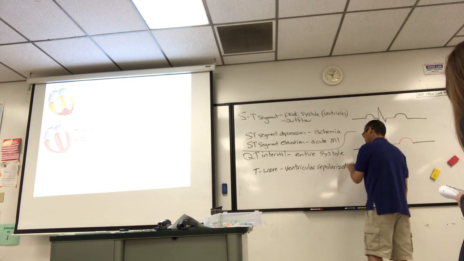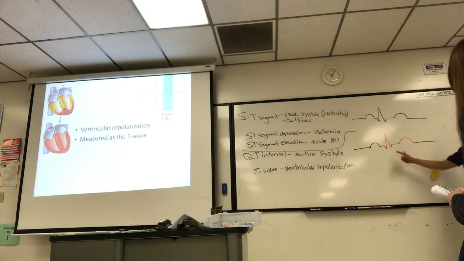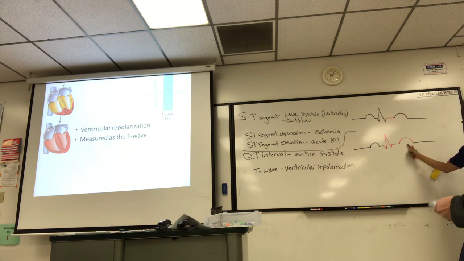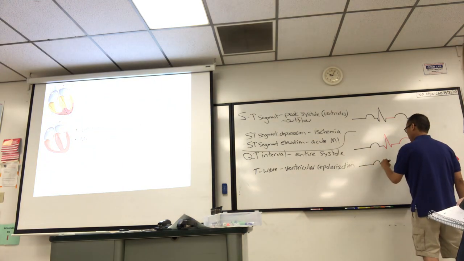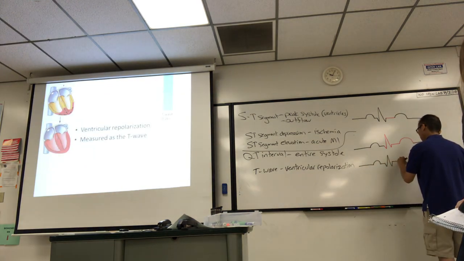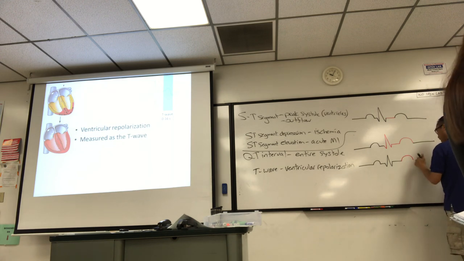Some students usually ask, well, what about atrial repolarization? It will be happening during QRS. It's probably just masked by the QRS complex. We just can't see it. So, you're measuring the T wave. It's the easy one to measure here, right? And you just go basically that big hole. It's usually the biggest deflection.